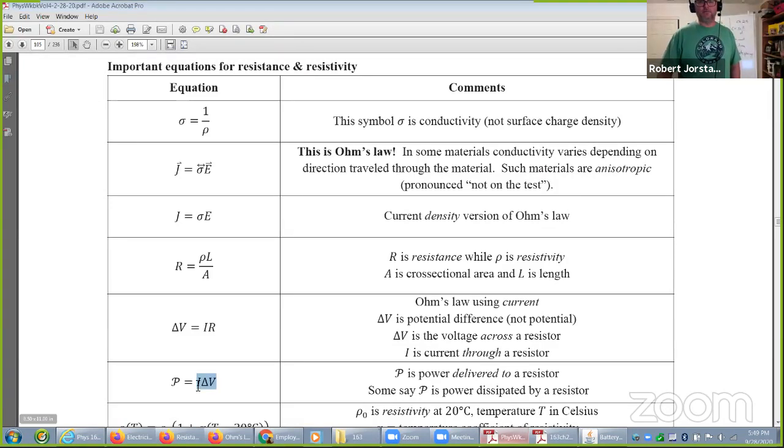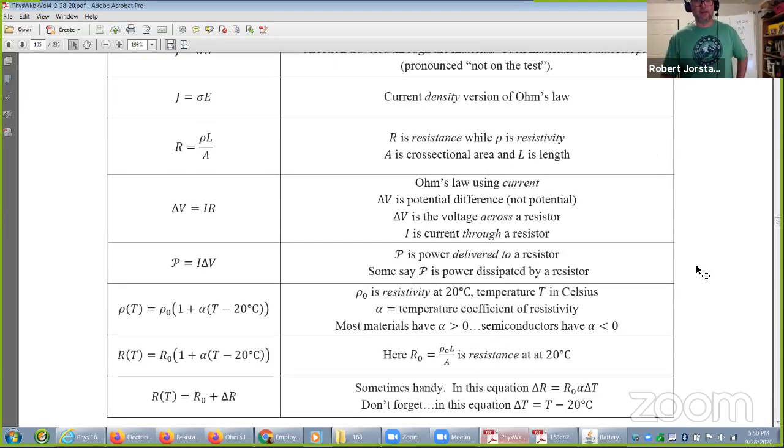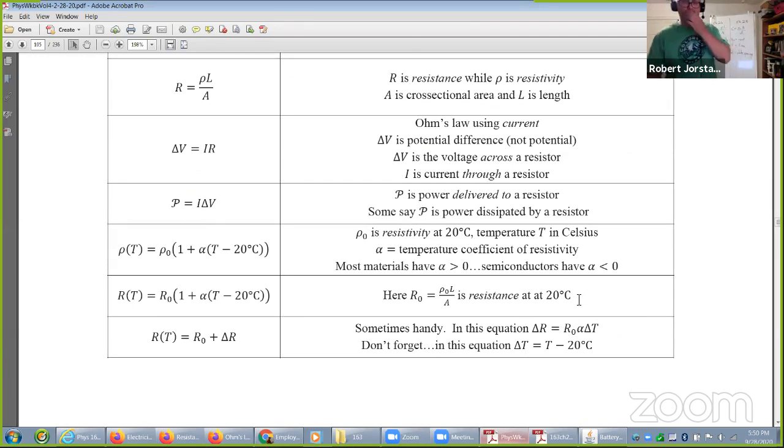And so, script P. This is called a script P. Script P is the power delivered to a resistor. In the old days, it used to be dissipated by. So this is the old phrasing. If you read old textbooks, they might still use that. I could care less if you use dissipated by or delivered to. Okay, now, finally, we have a couple more equations, and then we're done with this chapter.